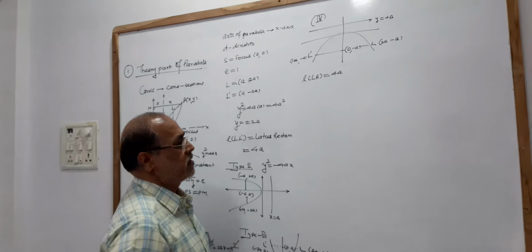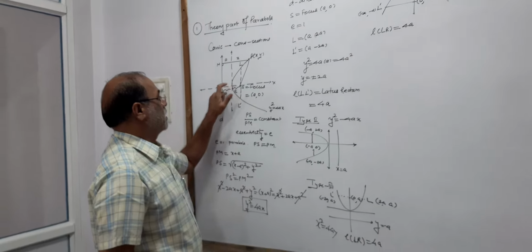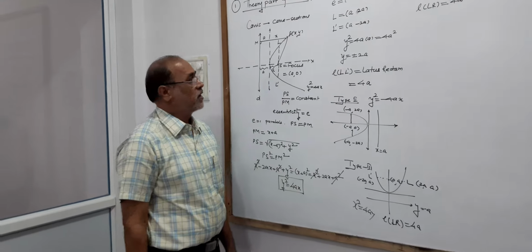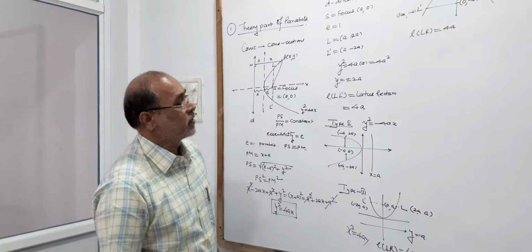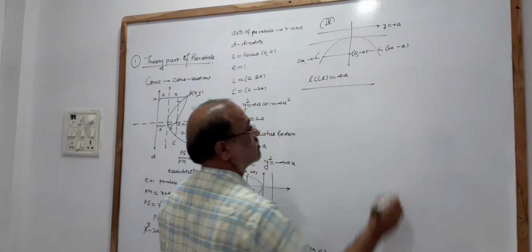A general parabola is a parabola in which the vertex, this point is called the vertex, may not be the origin. It may be anywhere in the first quadrant, second quadrant, or any quadrant in the plane. At that time, its equation will vary accordingly.